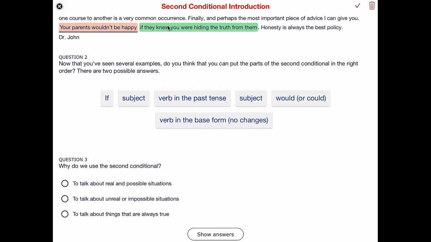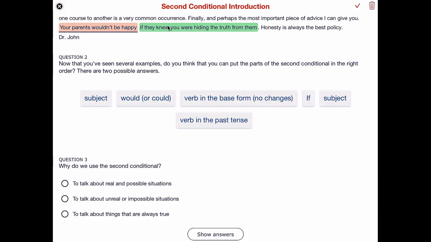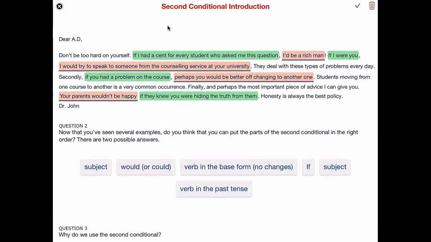The word's not important. Now, don't forget that you can also rearrange these. Okay, and you can start with the subject here, then would, then that verb, then if subject and the verb in the past tense. The only real difference between these two is that if you start with the if clause, you need a comma. If you start with the result clause, you don't need a comma.